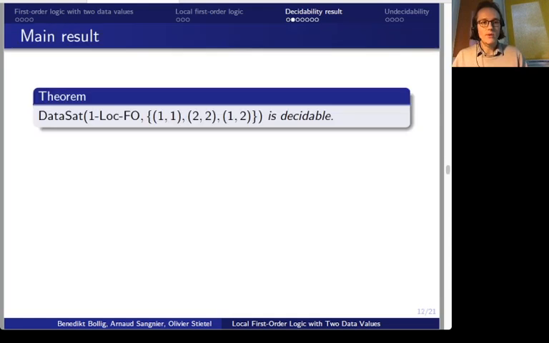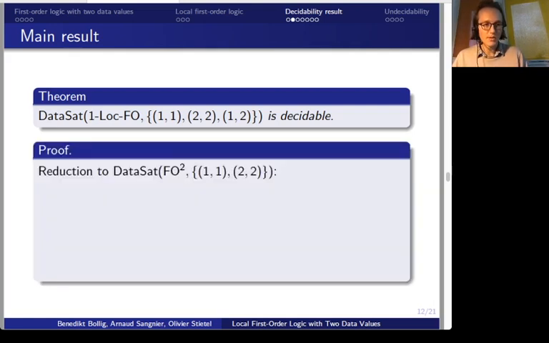So for radius equal to 1, and being able to compare the input with the input, the output with the output, and the inputs with the output, the last relation is called the diagonal relation, this is decidable. The proof is that we reduce this to the satisfiability problem of first order logic over two variables with no diagonal relation. So there are 4 steps.